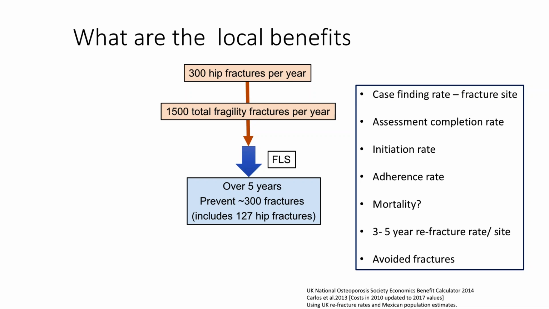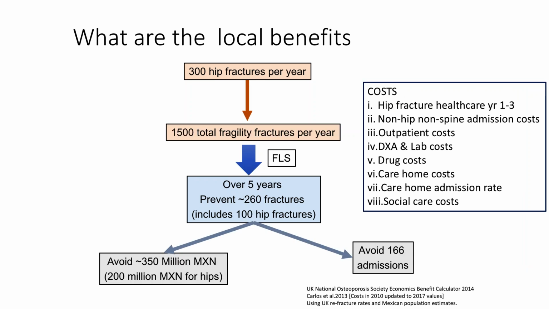So for every 300 hip fractures per year, 1,500 patients screened, you're looking over 5 years to prevent about 300 fractures, from which just under about 40% are hip fractures. And this is calculated using the United Kingdom benefits calculator, which is available freely online. And then if you bring in the costs, you can actually work out, this is the figures for Mexico, what are the cost savings? And here I've worked them out in terms of healthcare costs and admissions.